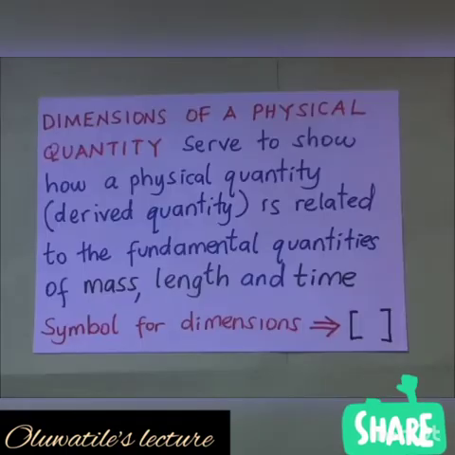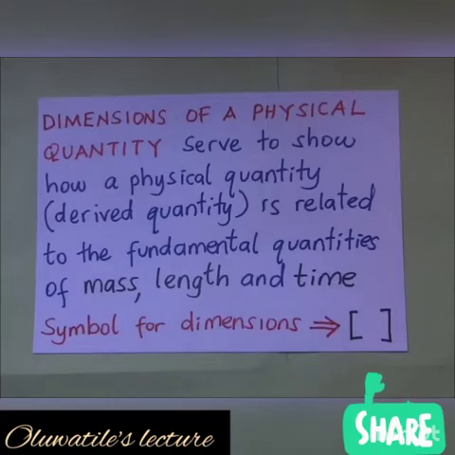In this video, we get to look at the dimensions of a physical quantity. The dimensions of a physical quantity are simply there to show how other quantities, such as volume and acceleration, relate to the three fundamental quantities. In our previous video, we said that the three fundamental quantities are mass, length, and time. Therefore, dimensions will serve to show how these physical quantities, what we are calling the derived quantities, are related to the fundamental quantities of mass, length, and time.